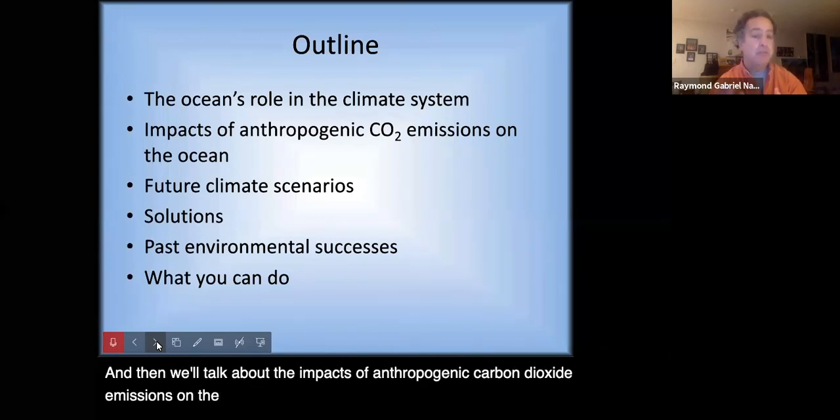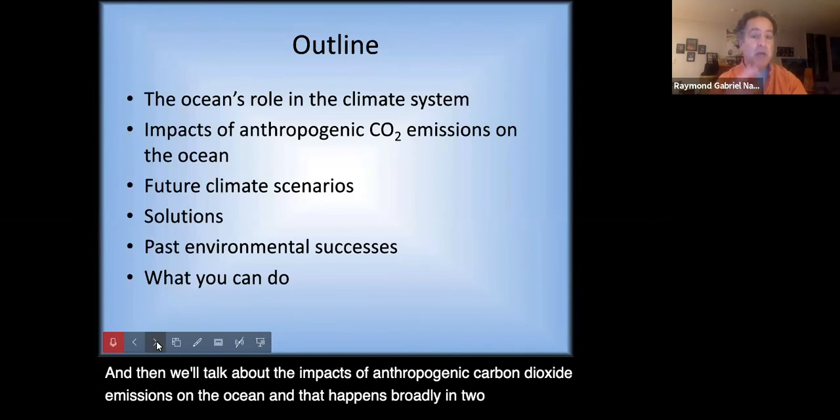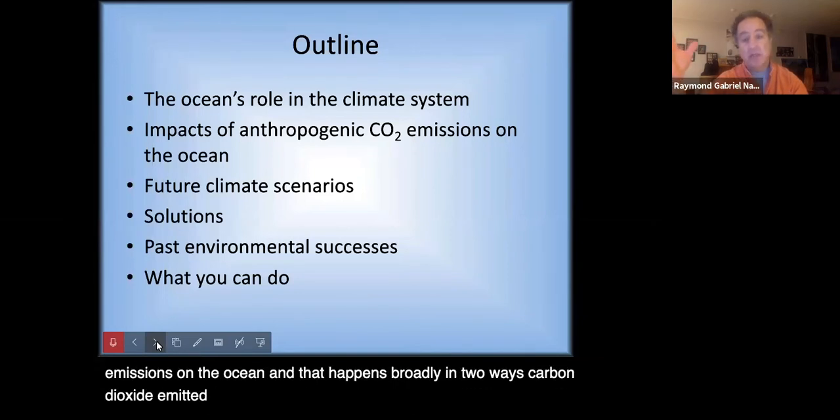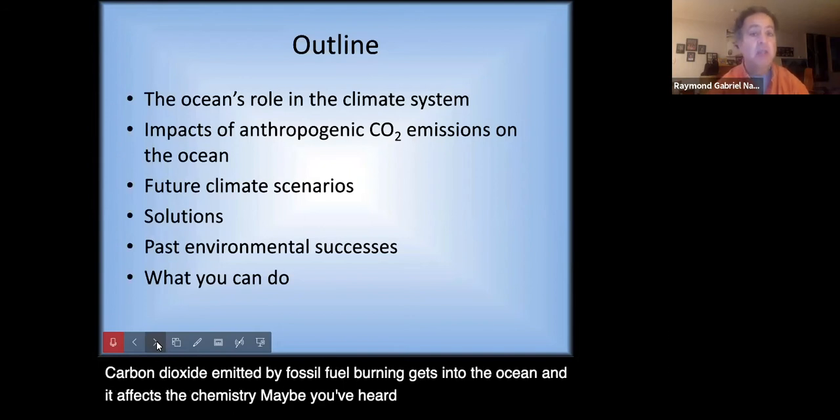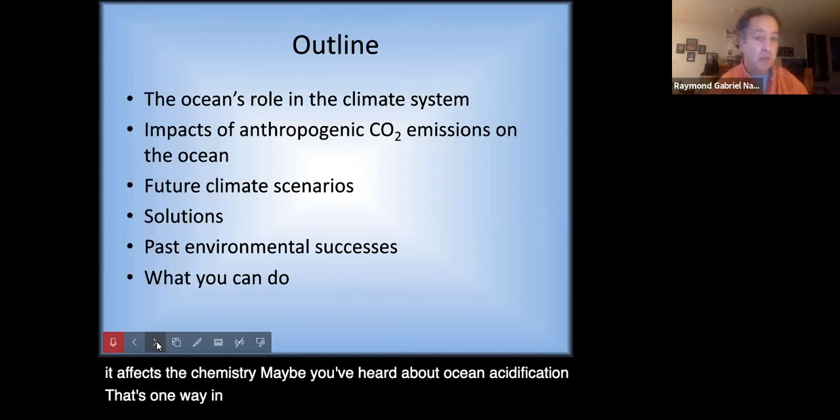And that happens broadly in two ways. Carbon dioxide emitted by fossil fuel burning gets into the ocean and it affects the chemistry. Maybe you've heard about ocean acidification. That's one way in which anthropogenic CO2 emissions influence the ocean.